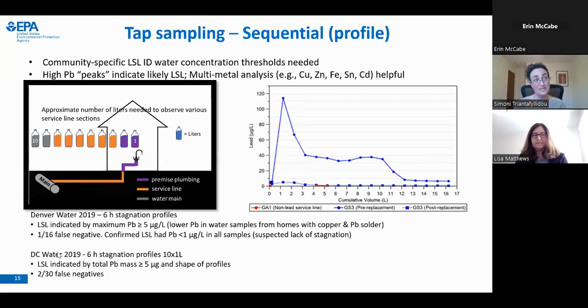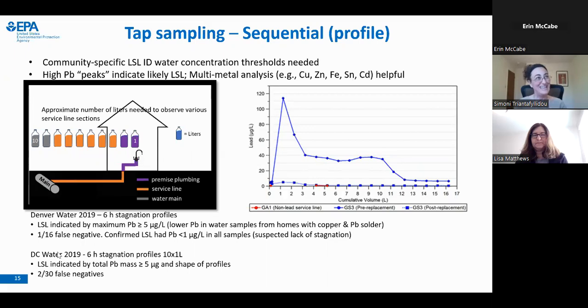Moving to drinking water sampling at the tap, there's a few approaches that can potentially be suitable for lead service line identification with some caveats. Let's start with sequential or profile sampling, which you might have heard of before. Basically, this involves the collection of sequential water samples from a kitchen faucet. On the schematic on the left, you see an example of what that might look like, collecting water in water bottles 1 through 10 in this specific schematic, which really is meant to capture water all the way through the water main, including the service line.